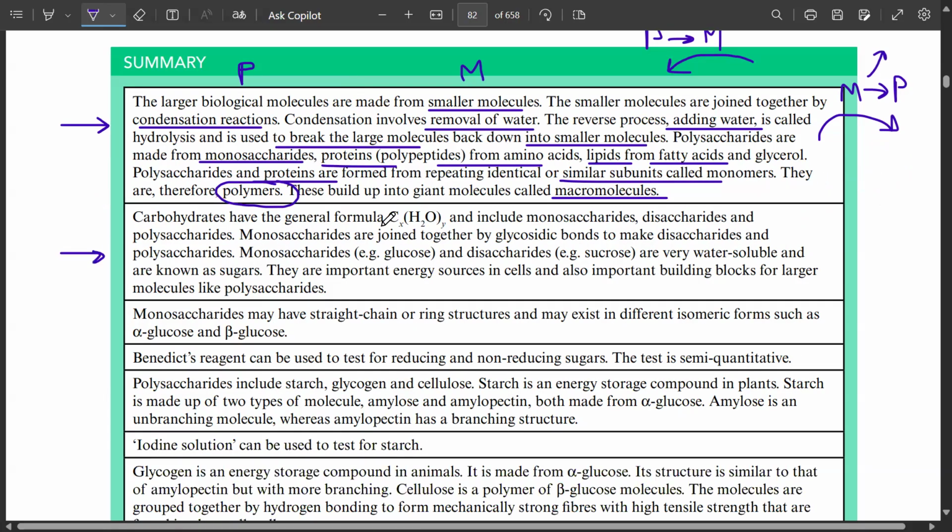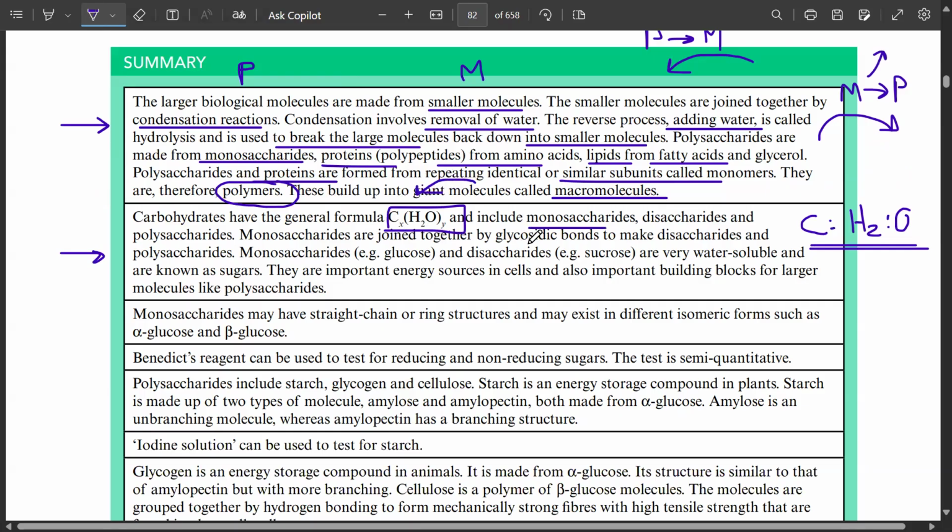Carbohydrates, on the other hand, have a general formula of CxH2yOy, which means carbon and oxygen would always be in the same ratio, but hydrogens would always be double. For example, glucose is C6H12O6. Even if it includes your monosaccharides, disaccharides, and polysaccharides, the ratio would always be the same while writing the formula.